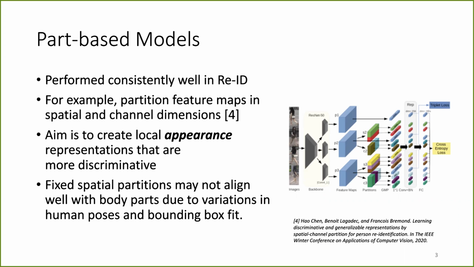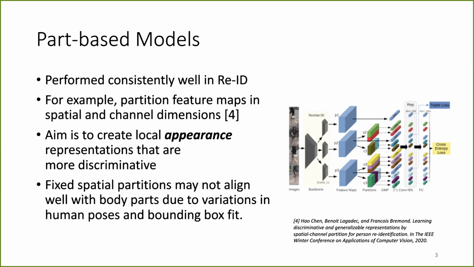The first is part-based models, which have performed consistently well in Re-ID. The idea is relatively simple. If you look at the image on the right-hand side, we take the last convolutional layers of the backbone, such as a ResNet 50, and we duplicate them into three different branches. This gives us three different feature maps, which you can see in blue, and we perform different operations depending on the branch. For the first branch, we just perform a global pooling to give us a feature representation.